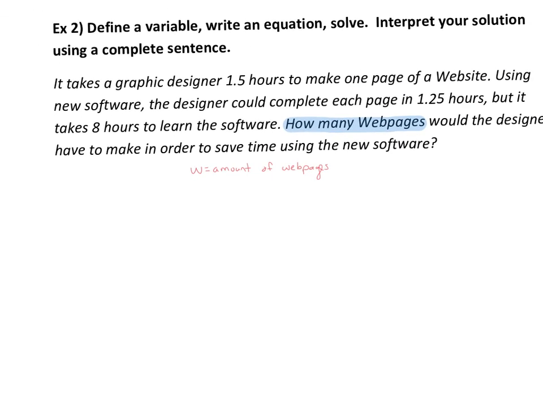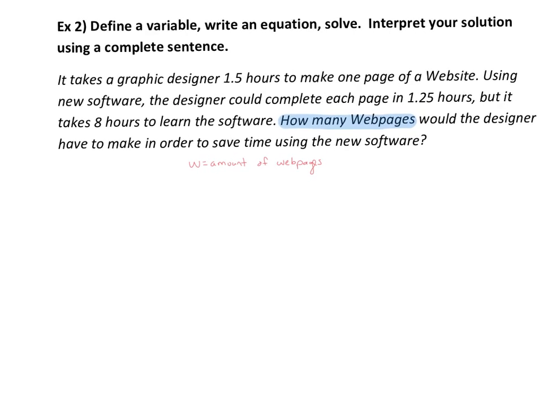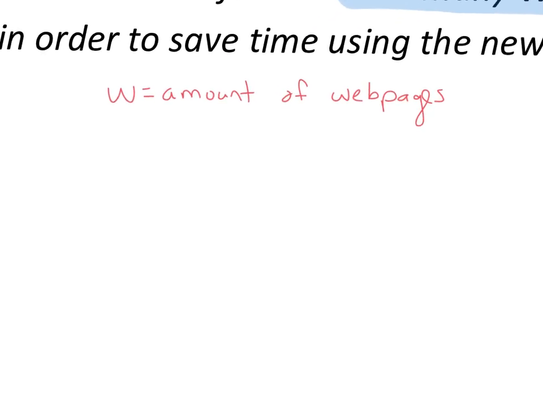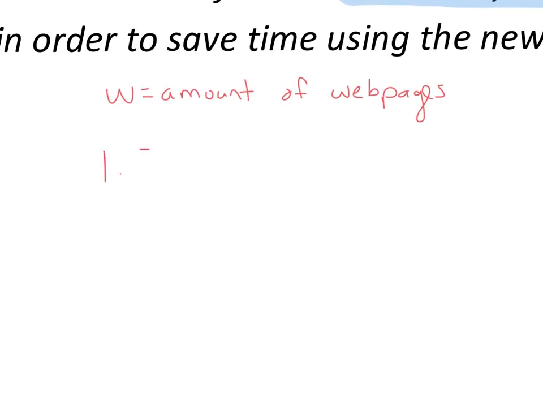Okay. All right, so now we've got 2 ideas here that we need to look at. We have it takes 1.5 hours, or they can get this new software where it only takes 1.25 hours, but they've got 8 hours of training at first. Okay, so when I'm looking at this, if it's 1.5 hours to make a page, I'm going to make that 1.5W. So it's 1.5 hours for every web page I make. Or, set equal, the other option I have is it's going to be 1.25 hours to make a web page, but I've got to put in 8 hours up front.